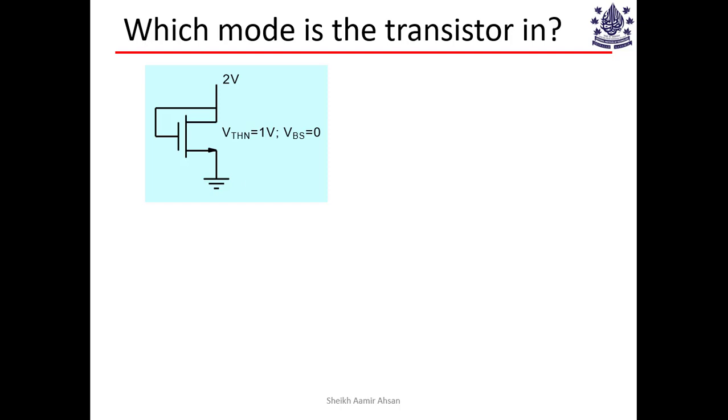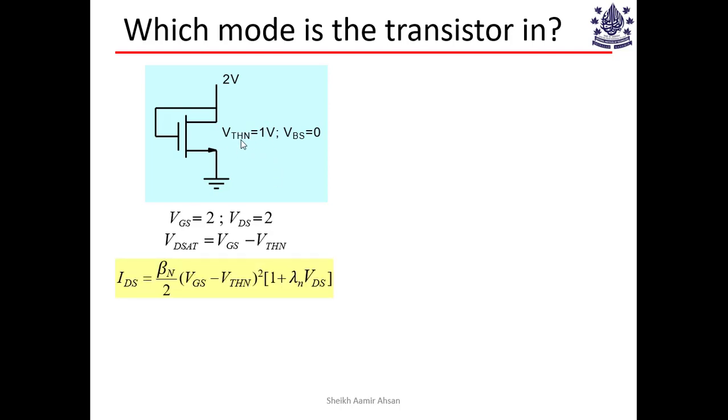So let's say VGS. What is VG? 2 volts, because the drain is shorted with the gate, so VGS is 2 volts. So VGS is definitely greater than VT, which means that this is on. And what is VDS? VDS is 2 volts. So VGS is 2, VDS is 2, and VDSAT, which is VGS minus VT, is how much? VDSAT is 2 minus 1 is 1 volt, right? VDSAT is 1 volt, so this is in saturation.